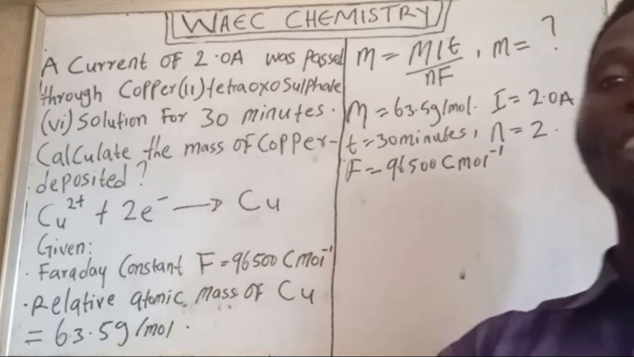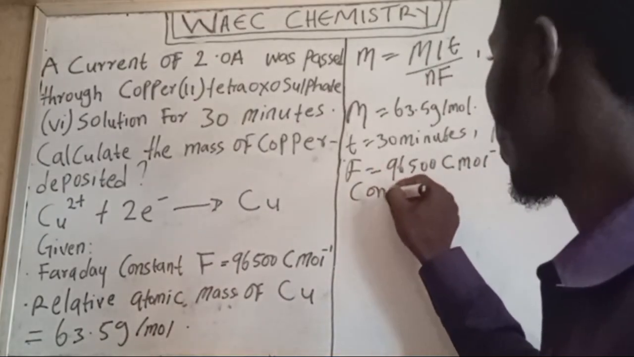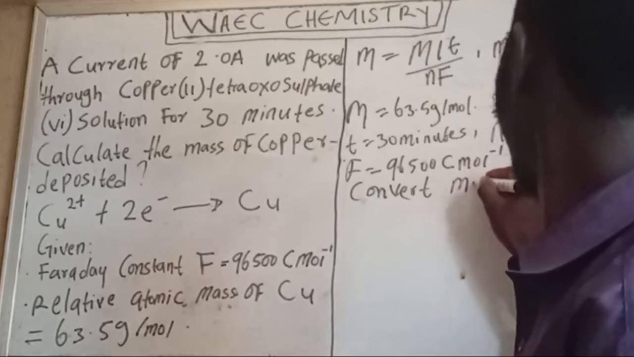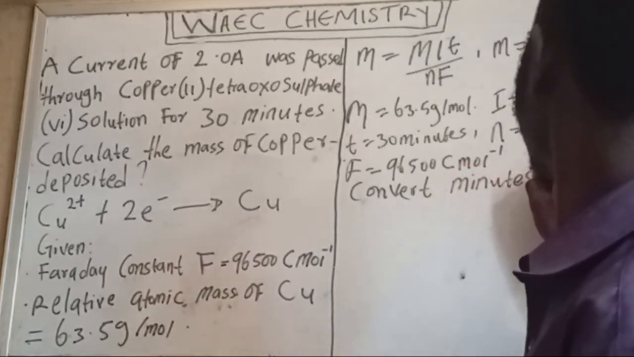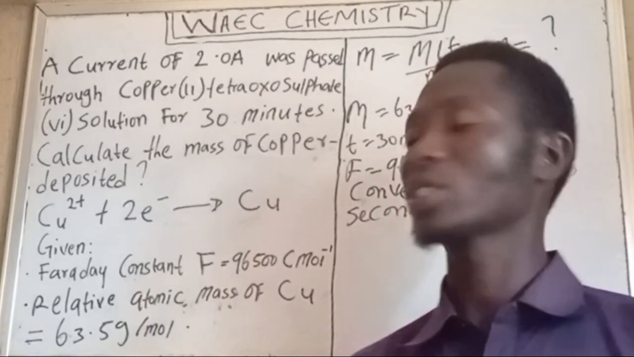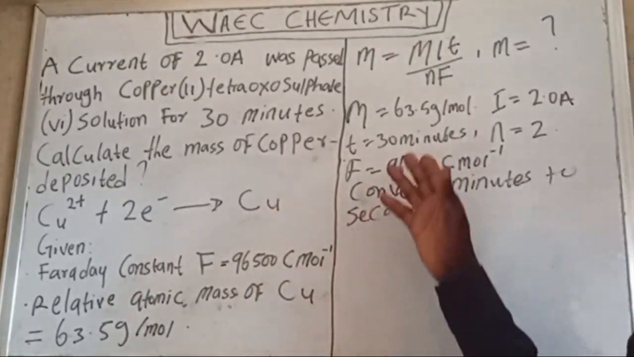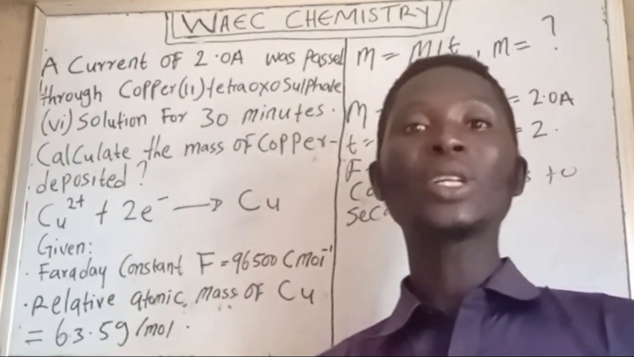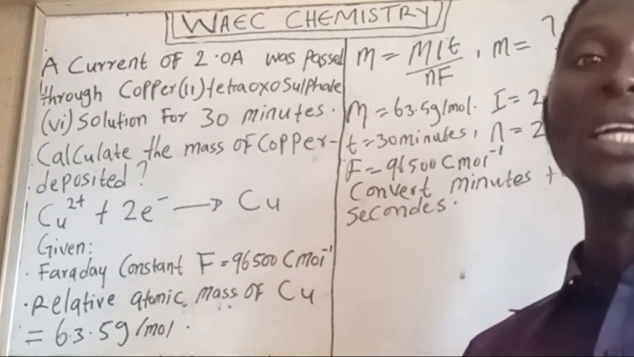So we have to convert our time, convert minutes to seconds. In converting minutes to seconds here, we have 30 minutes. So how do we convert minutes to seconds? We all know that 60 seconds make 1 minute.